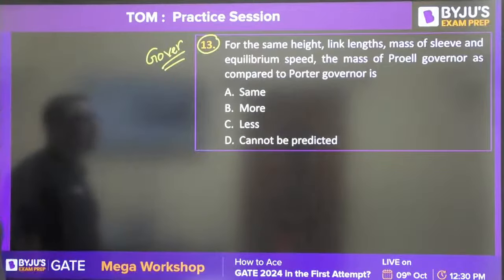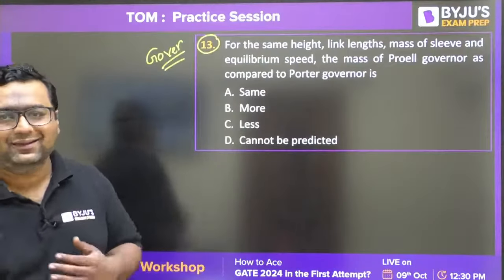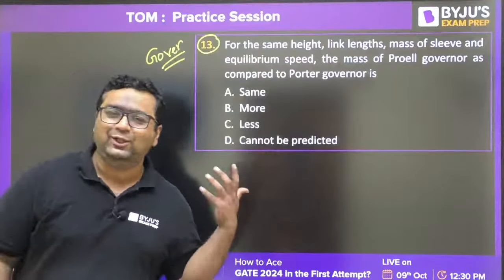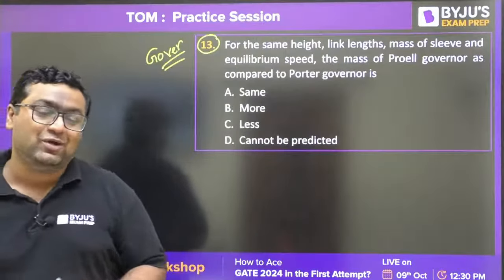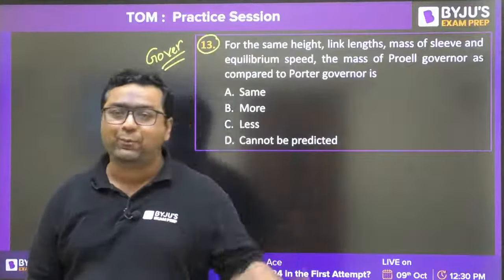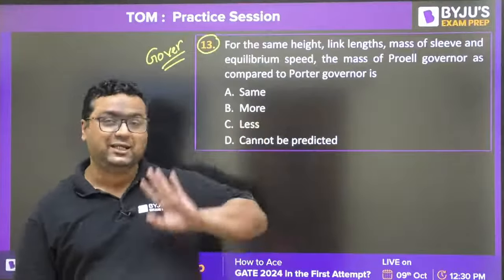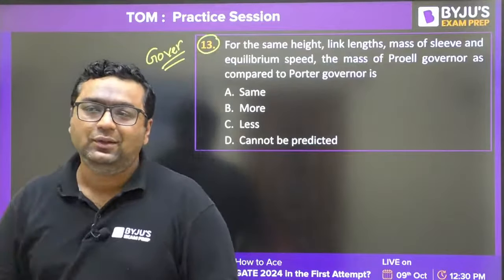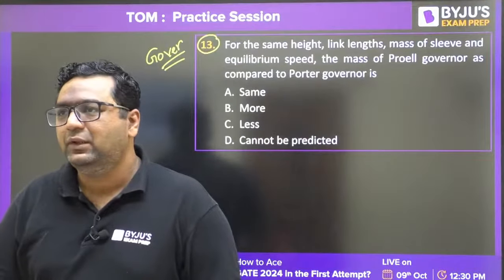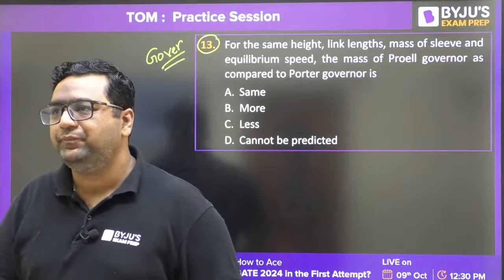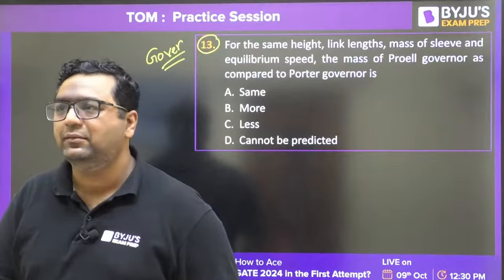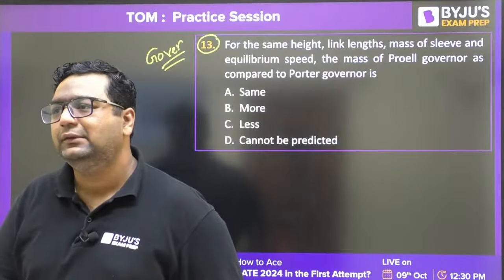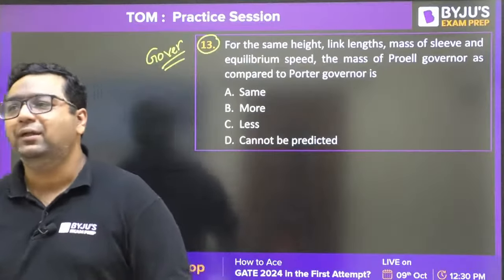This is related to Porter and Proell governor. Let us see how many of you gave the right answer. Only those students will be able to answer these questions who have attended the classes properly, because they are statement based questions, and I have given all these statements to you in a great way. Kiran is saying B. Pragnesh is saying B. Satish is saying B. Mechanical Warrior is saying B.